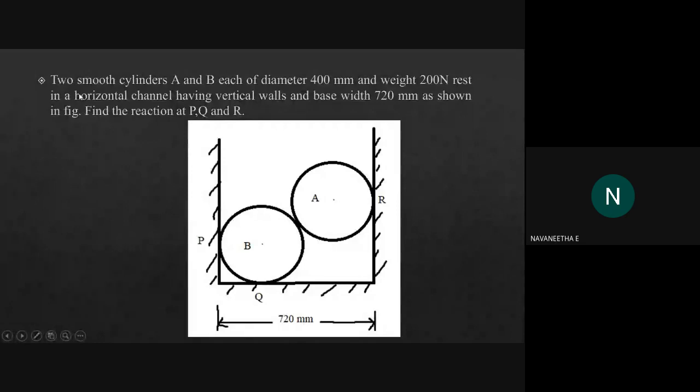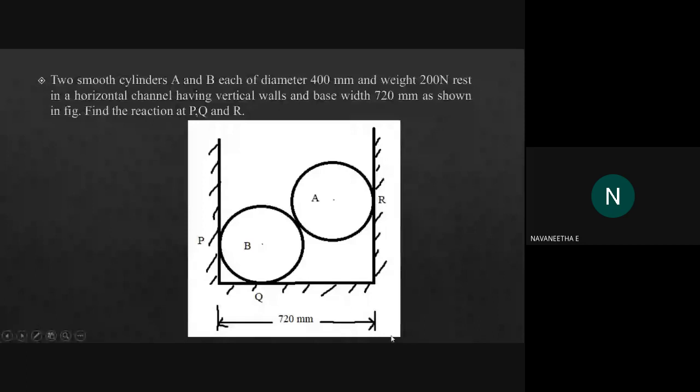Okay, the question is: two smooth cylinders A and B, each of diameter 400 mm and weight 200 Newton, rest in a horizontal channel having vertical walls and base width 720 mm as shown in figure. Find the reaction at P, Q and R. We need to find out the reactions at P, Q and R. So write down the question and also draw the figure. Okay, and we can solve the problem.